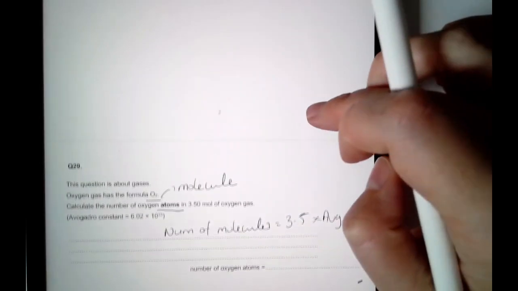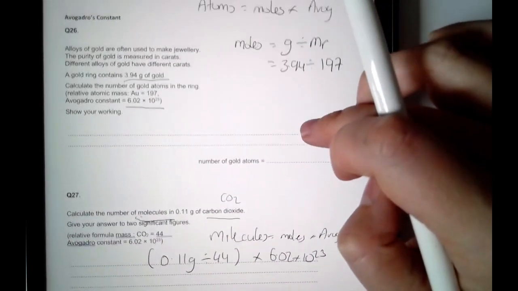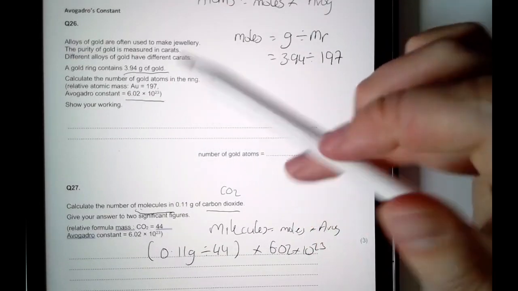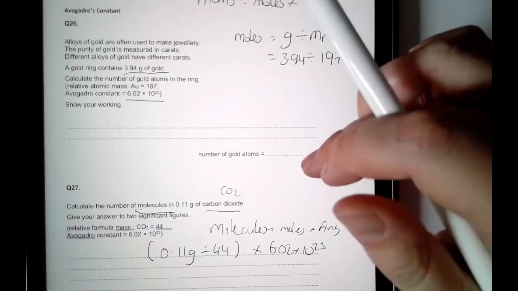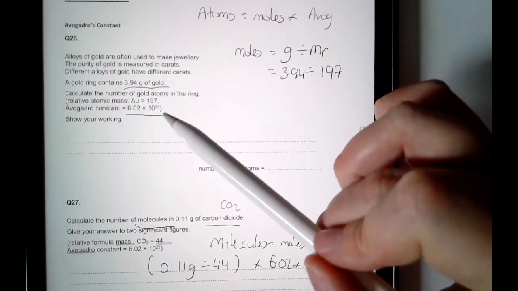So that's it for Avogadro's constant. There are more questions in your booklet A if you want to go over a few more. But in general, if you're given Avogadro's constant, you've got to use it. You'll have to find moles if you're not given moles, and you're timesing moles by Avogadro's constant, and then just look at what you're given in the question.